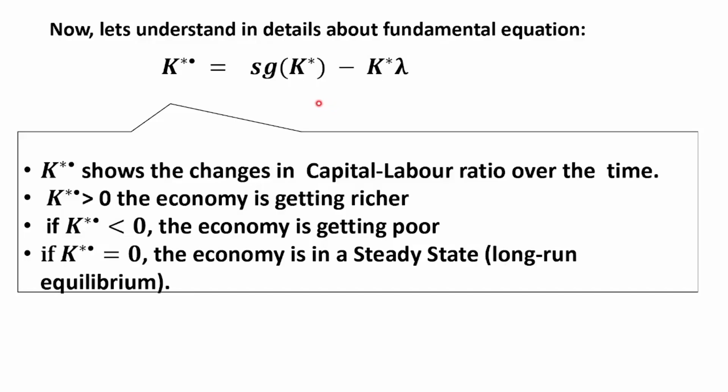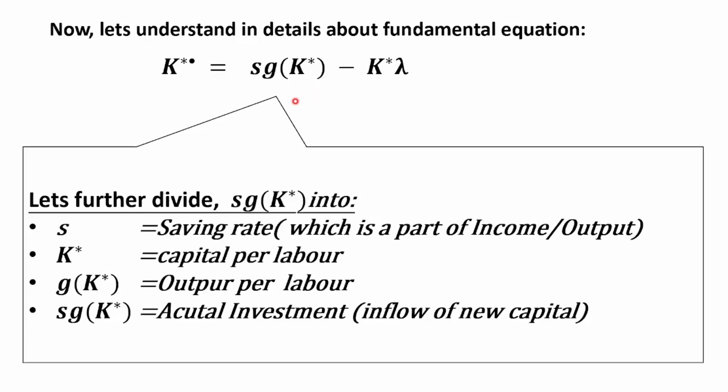Okay, now let's go to the second component of the fundamental equation. Let's divide it further and study each variable. Small s means the saving rate, which is a part of income or output, k asterisk means capital per labor, and g(k asterisk) means output per labor, or simply the individual production function. When we combine all these variables, it becomes the actual investment, or inflow of new capital.